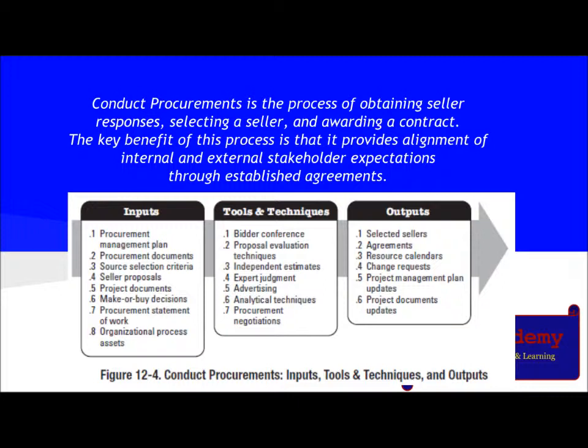The inputs involved are procurement management plan, procurement documents, source selection criteria, seller proposal, project documents, make or buy decisions, procurement statement of work, and organizational process asset. The tools and techniques involved are bidder conference, proposal evaluation techniques, independent estimates, expert judgment, advertising, analytical techniques, procurement negotiation. The outputs are selected seller, agreements, resource calendar, change request, project management plan updates, and project document updates.